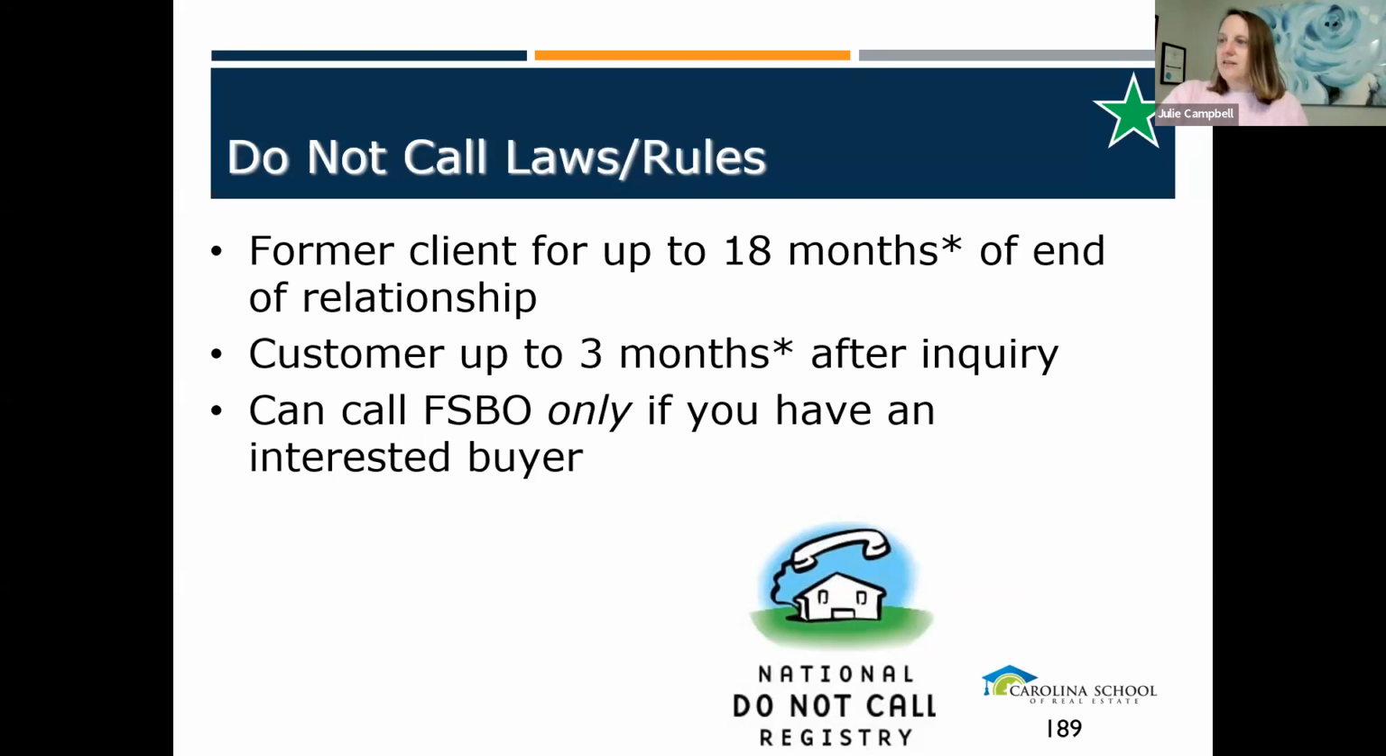Penalties for violating this, man, they're no joke. Very last thing, on page 189, you're looking at fines of up to $11,000 per call, federal. State fines are $500 to $5,000.